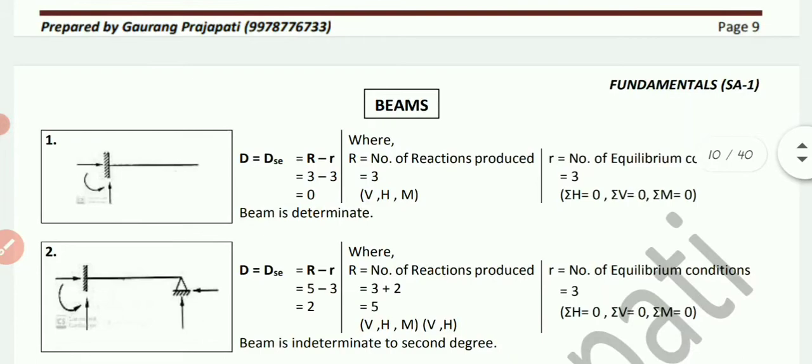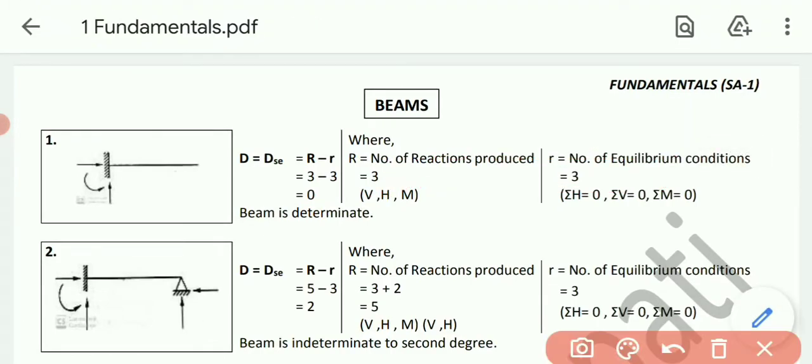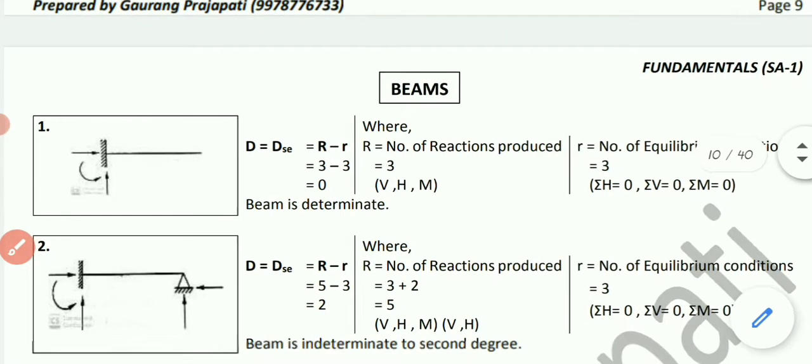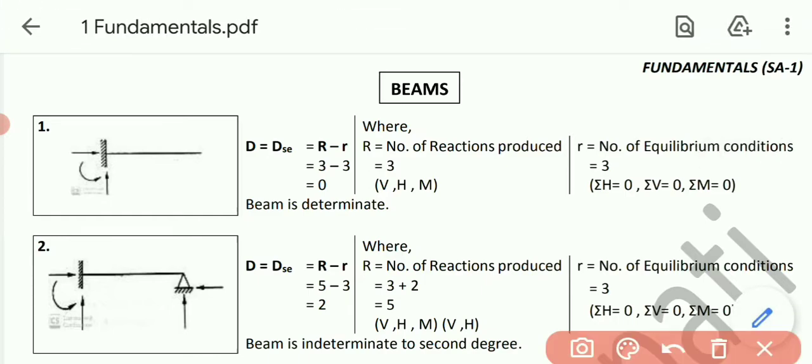So let's solve the examples regarding beams. First example: a cantilever beam is given to us. We need to calculate its SI. So first of all, talking about SI, DS equals DSE. The main formula is capital R minus small r.